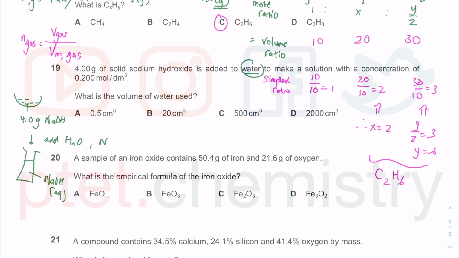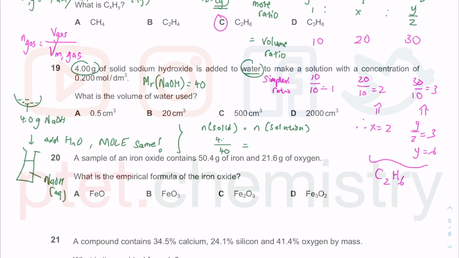So that means mole is the same. Your mole is the same because you are just adding water. So the mole of the solid is equal to the mole of the solution, because altogether you're just adding water. So the mole of the solid, I do need the MR of NaOH. Work that out from the periodic table. So there's 23 plus 16 plus 1. That gives me 40. These are solid on the left, so I keep mass over MR on the left hand side because it's for the solid. The MR is 40, the mass is 4 gram, so 4.00 over 40 is the mole of the solid.